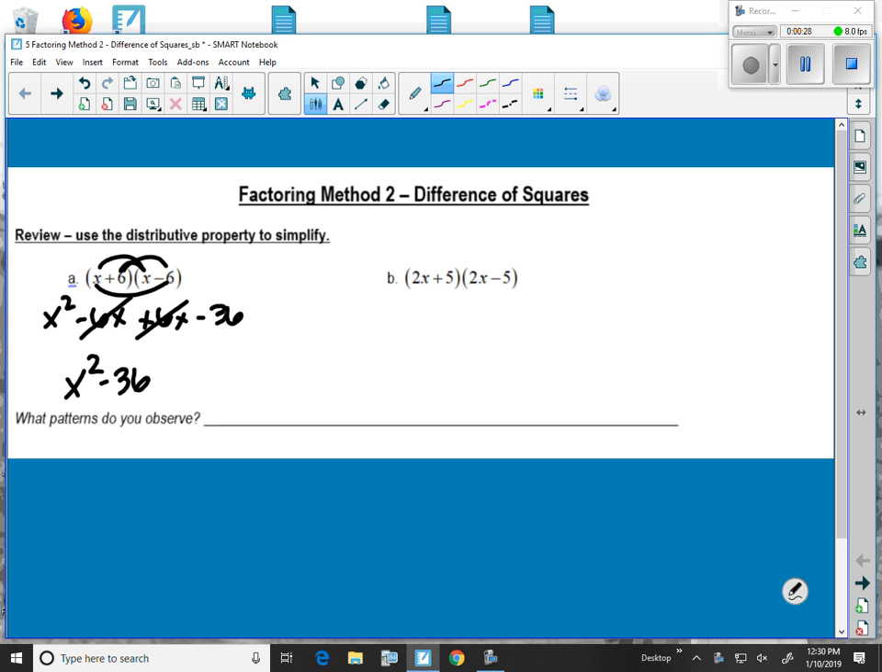I want you to do the next one. Give the next one a shot. These two problems are going to prove a point, but I need to prove it today. So that's why we're doing it.